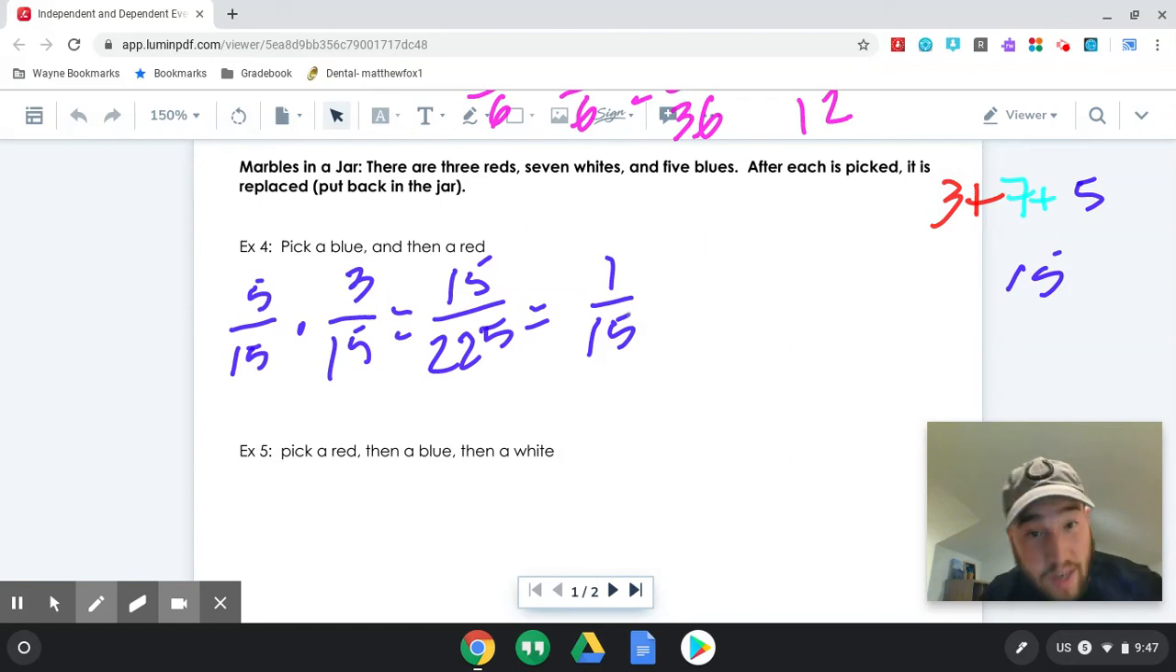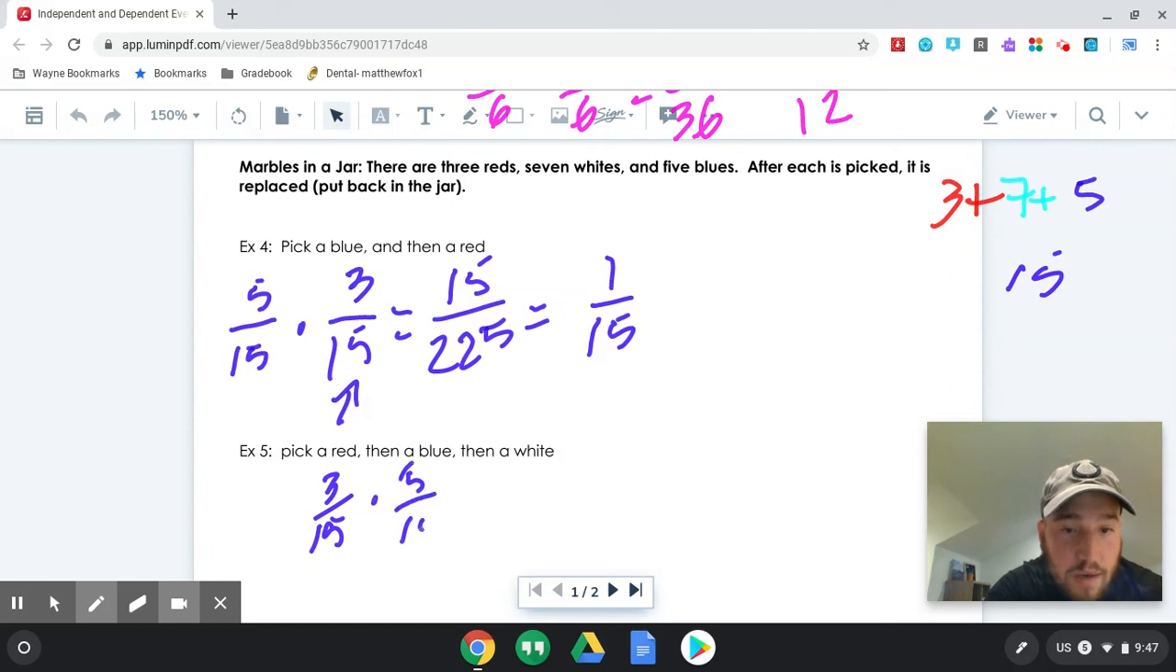Okay, now example 5. This time, there are 3 things we need to have happen. Pick red, put it back. Pick a blue, put it back. Pick a white. Okay, 3 things. Same exact thing, except now we're going to add another one to multiply. Okay, so chances of picking a red, just like up here, it's still 3 over 15. Okay, so I pull a red one out, put it back. Chances of pulling a blue, same as the first problem, 5 over 15. Okay, now chances of pulling a white, it's going to be 7 over 15.